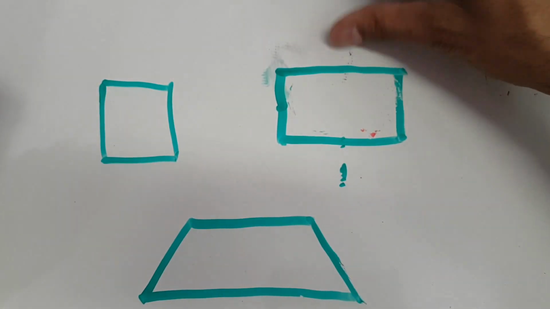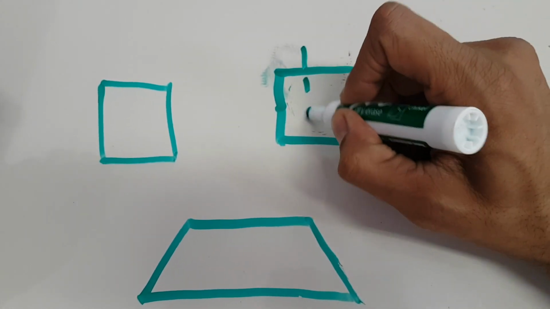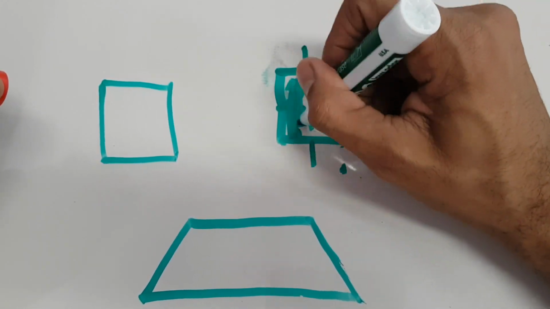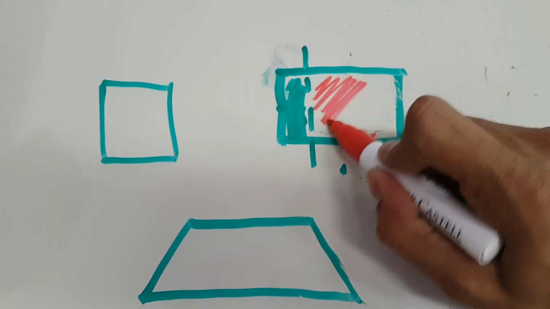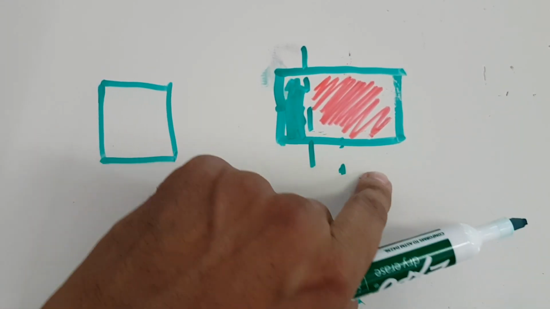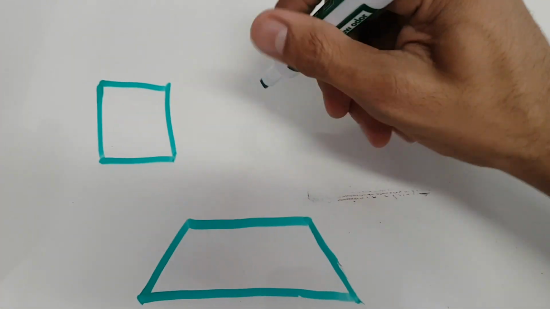Now some shapes have one line, some have zero, some have many. So let's try a different one. If I drew a line here, let's draw a dotted line right here. Would this be considered a line of symmetry? Well, if you said no, you'd be correct because this part is not the same as that part. Okay, let's try a different line.